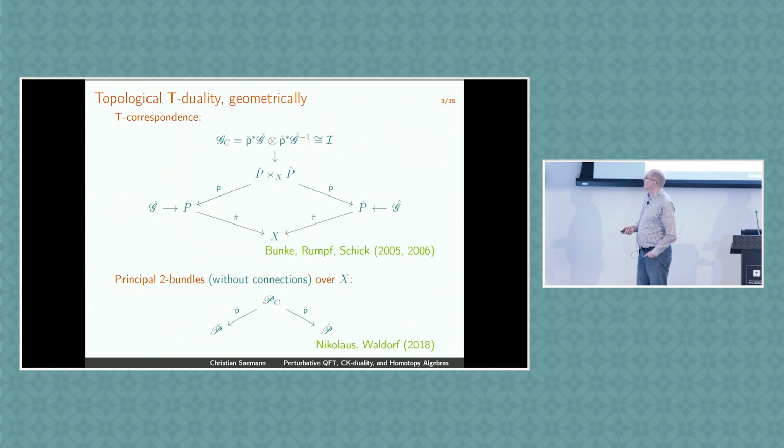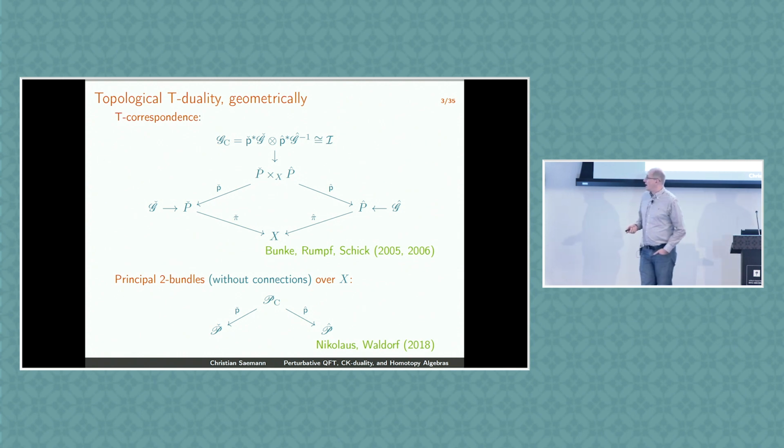And then there was this extension that we also saw in the previous talk to T-correspondences, where we define the correspondence space as the fibered product of these two torus bundles. And then the condition for T-duality is you pull back one gerbe, you pull back the other gerbe, and they're isomorphic, but the isomorphism is mediated or witnessed by the Poincaré line bundle, right? This is work by Bunke, Rumpf, Schick.